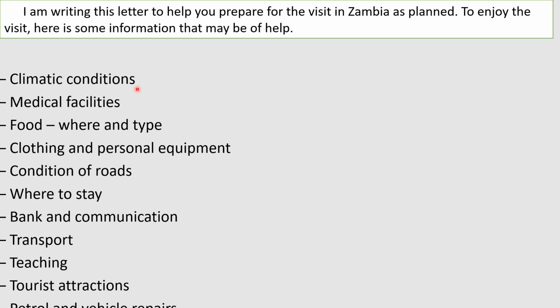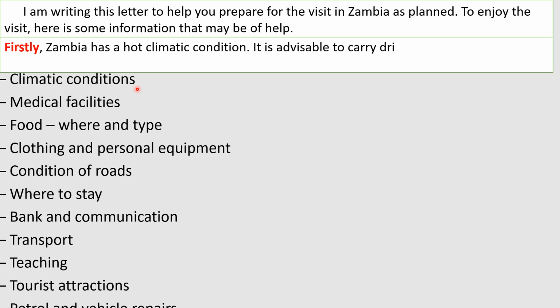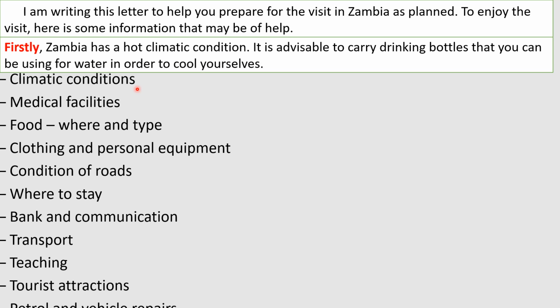So I can write my point, but of course to show that this is my first point, I can add the word firstly. So I'll write: Firstly, Zambia has a hot climatic condition. It is advisable to carry drinking bottles that you can be using for water in order to cool yourselves. So I've written my first point. I've used this word to show that this is my first point.